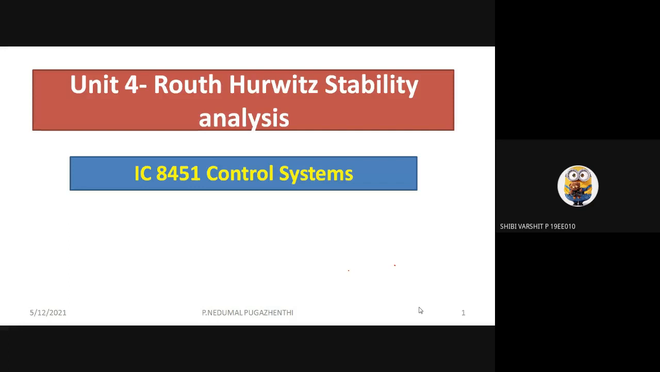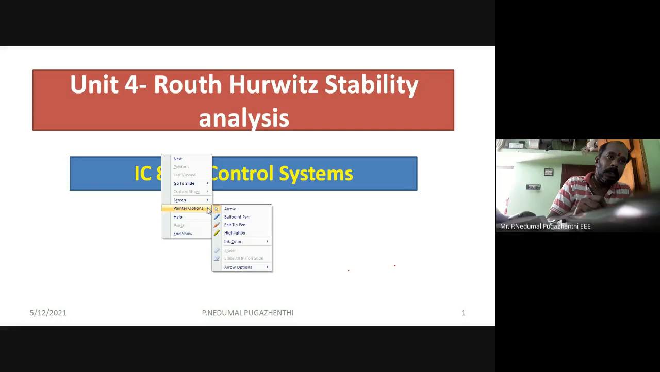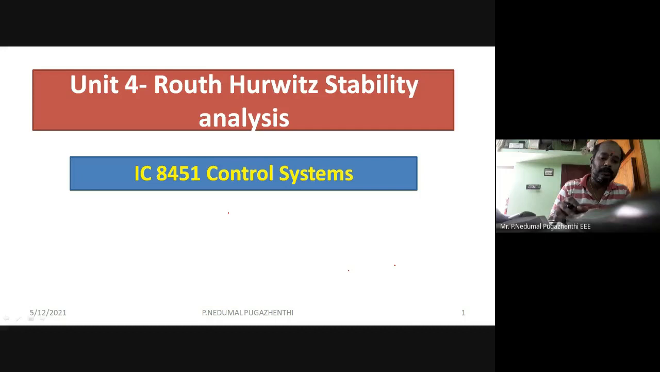In yesterday's class, we discussed the introduction to stability and different definitions for stability. Do you have any clarifications needed from the previous class? Stability is determined based on the root location, and based on the coefficients of your characteristic equation.